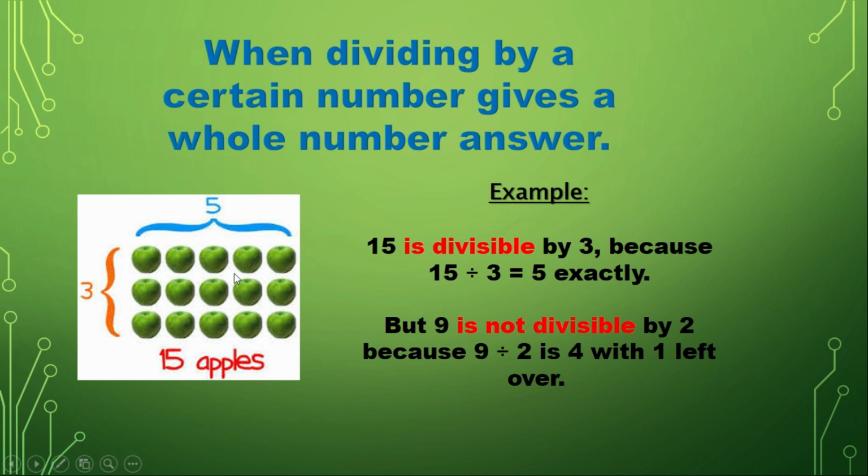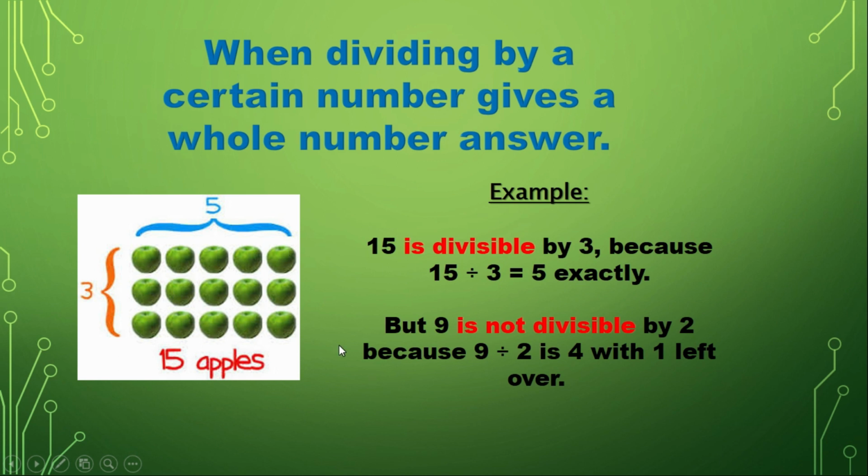For example, here we have 15 apples. So if we divide 15 by 3, the answer is 5. We can divide these 15 into 3 equal parts, and we get 5 in each part, and we will not have any apples remaining.